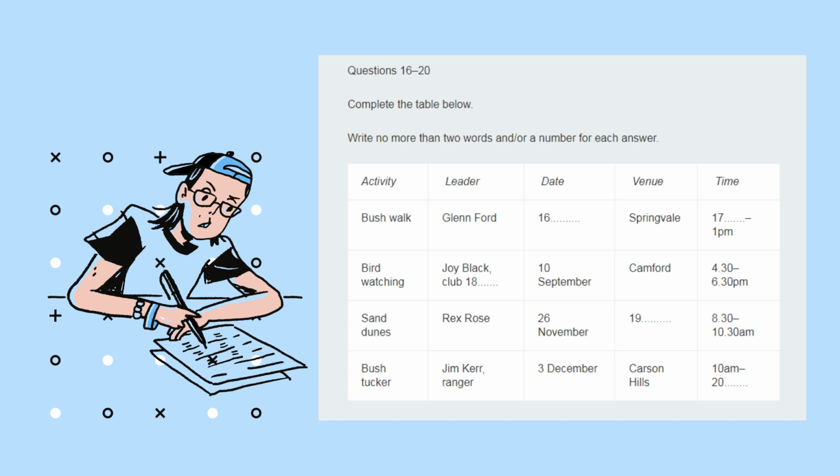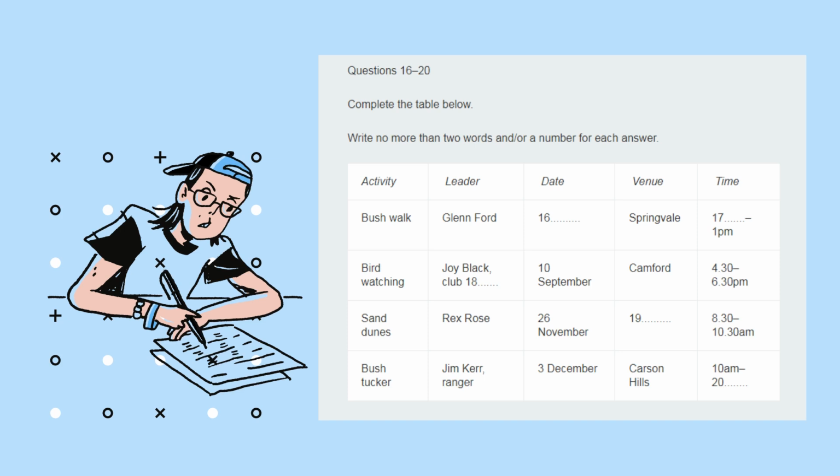Well now, if you can give me a few more minutes of your time, I'll fill in a few details for you. The bushwalk, led by Glenn Ford, is first up in July, on the 2nd of the month. It'll start from Springvale as usual, but this year we'll be setting off in the morning at 9:15 and we'll get back at 1 in the afternoon. The birdwatching expedition is on the 10th of September at Camford, and the leader is the president of the Nature Club, our very own Joy Black. If you have any questions at all about bird life, Joy is the person to ask. This is a twilight outing from 4:30 to 6:30.